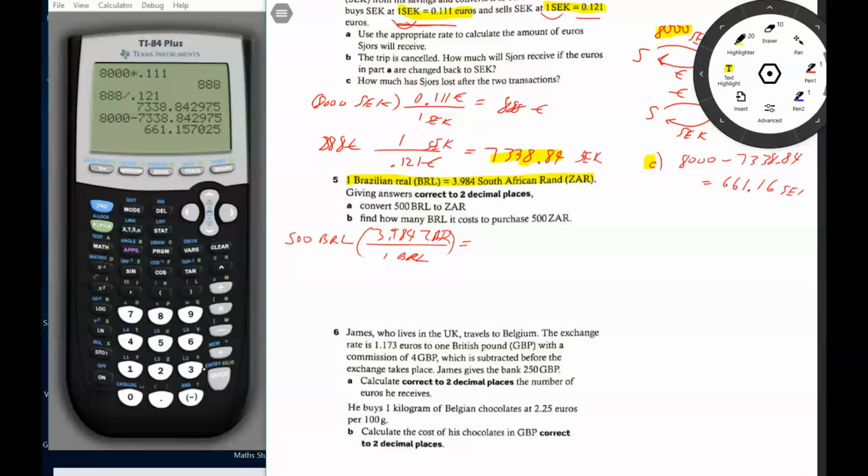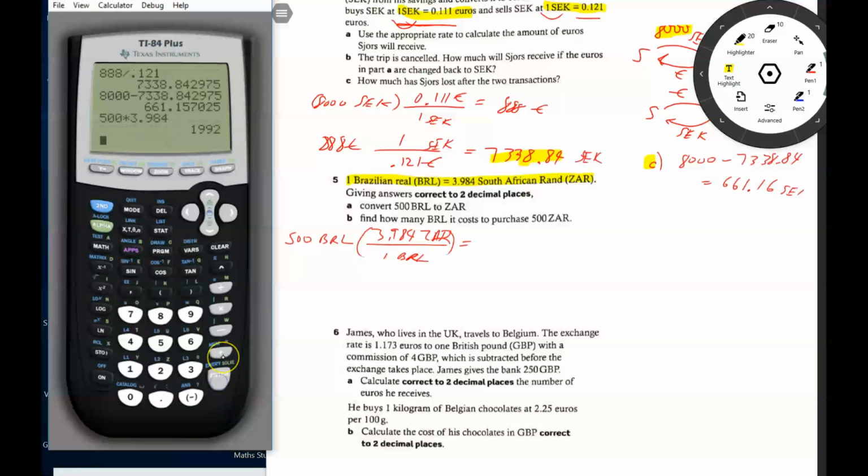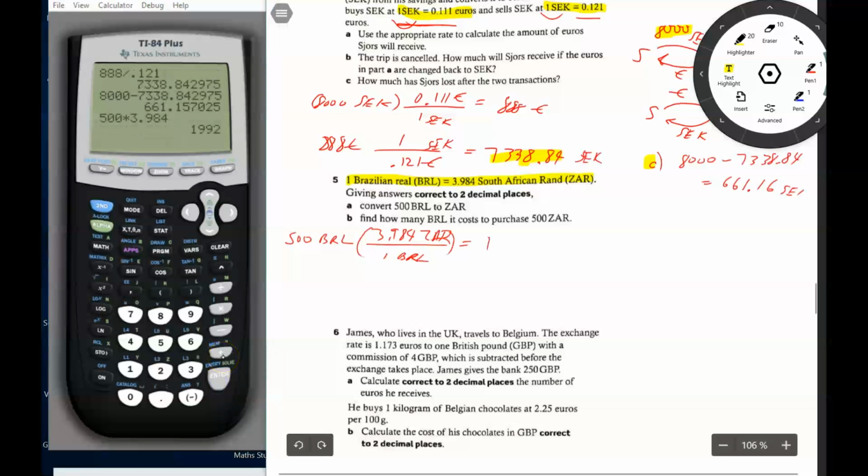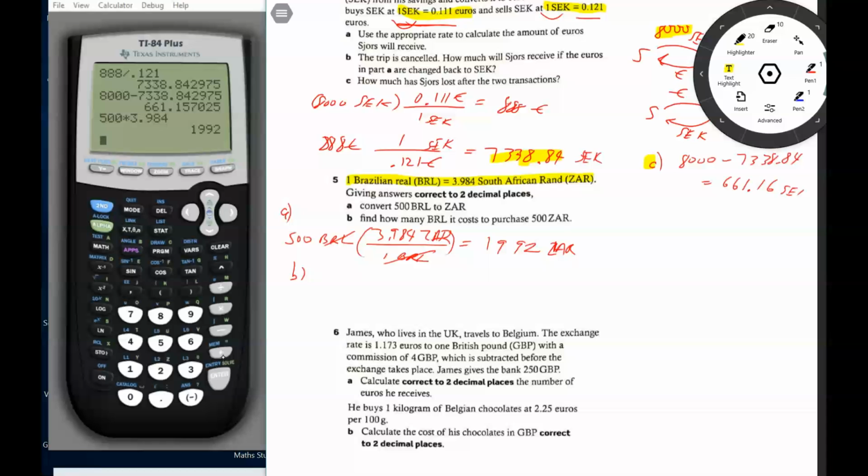And there is no buy and sell, so it's quite easy, right? So do 500 times 3.984. And I got 1992. That's the number of ZAR, right? Okay, so that's A. B, find how many Brazilian real it costs to purchase 500 ZAR.